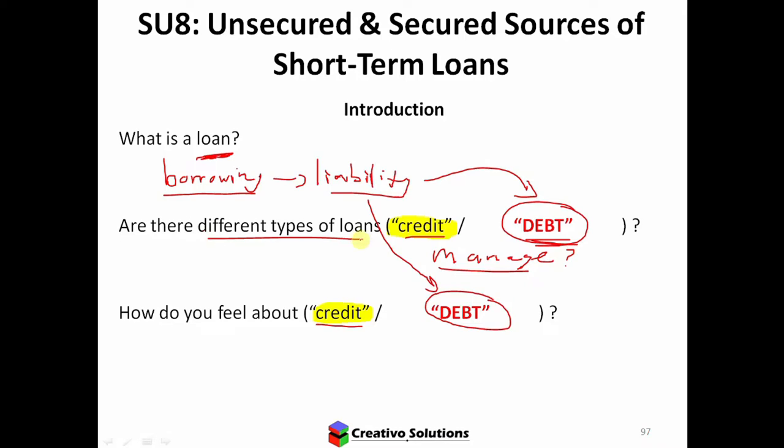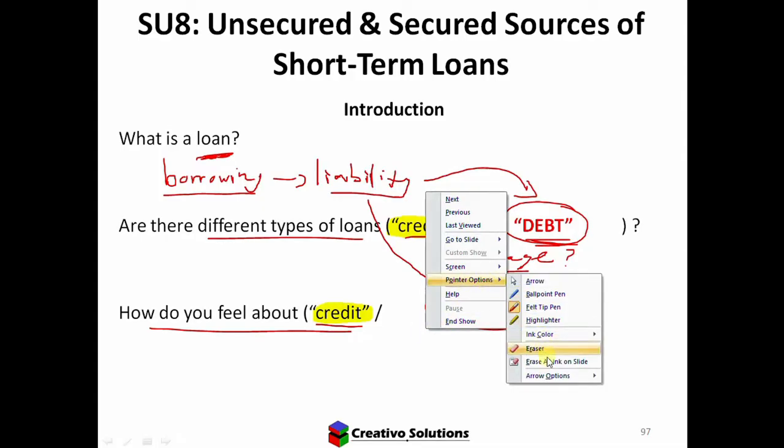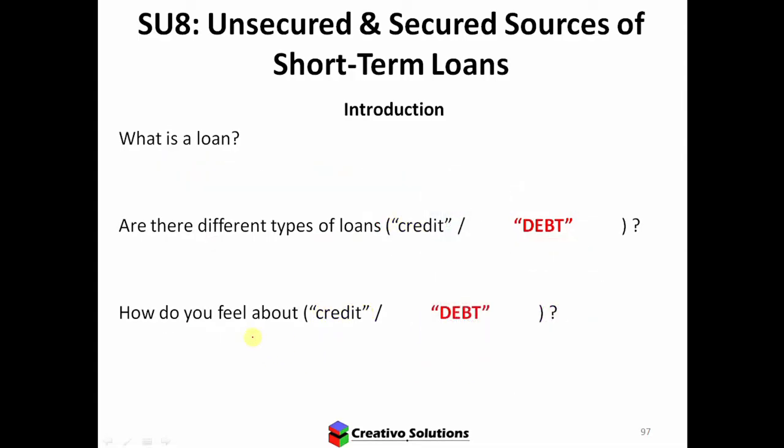So are there different types of loans? There's a lot, and you'll see some of them in the textbook. How do you feel about credit and debt? What's your perspective? What's your view on it? I think it's good because it can help. It's a source of finance and you can use it to run the business. Remember earlier we said you can approach a creditor to get stock for a business. As an individual, same thing.